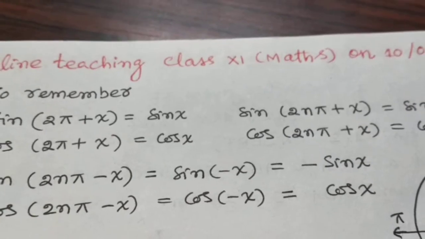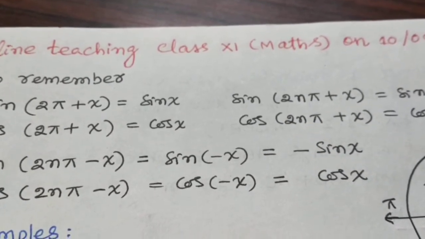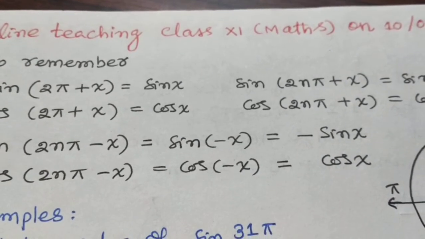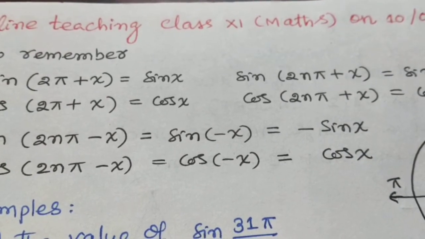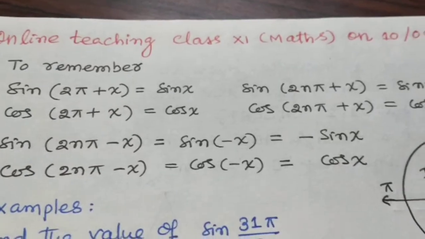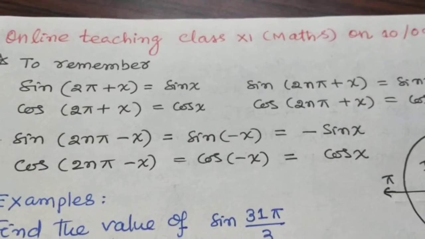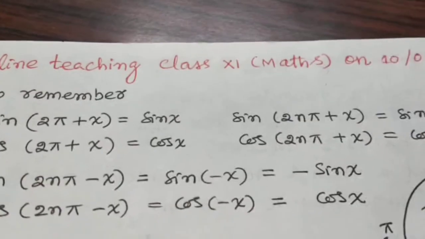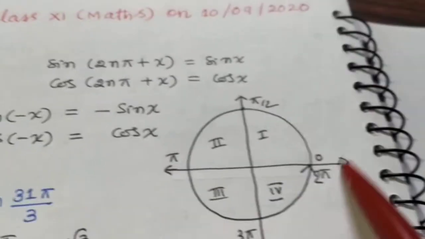We have been studying trigonometric functions in class 11th. As of now, we have come to know about the quadrants, the signs of different functions, and we have also started learning about degrees and radian measures, how to convert degrees into radian measures, and all that. Now we need to find out why sine of 2 pi plus x is sine x. Let me explain this one.